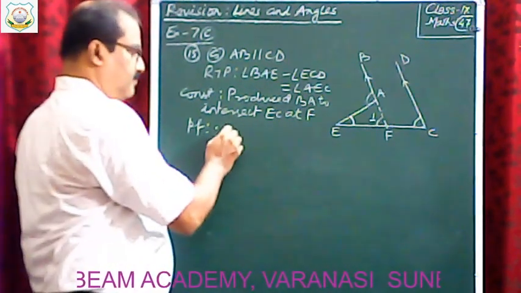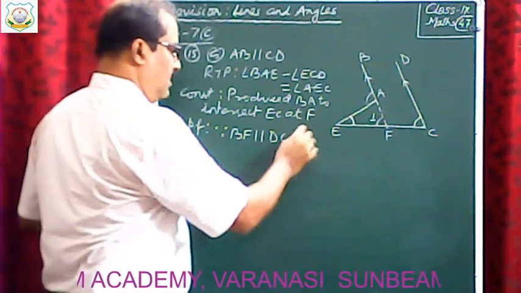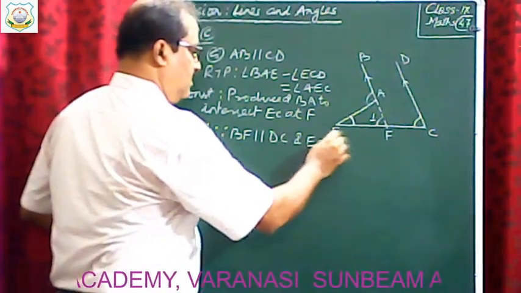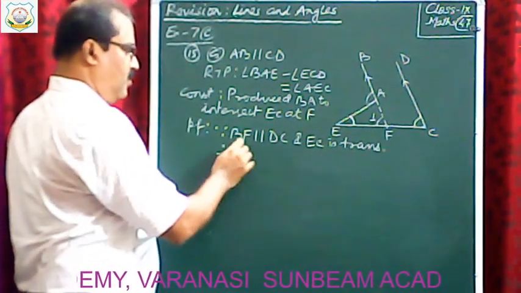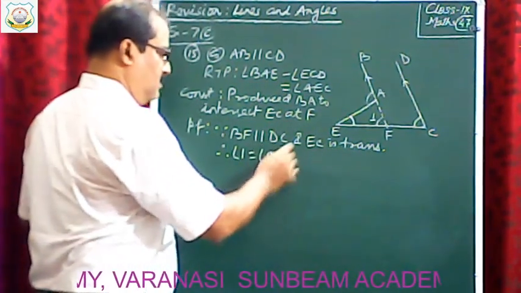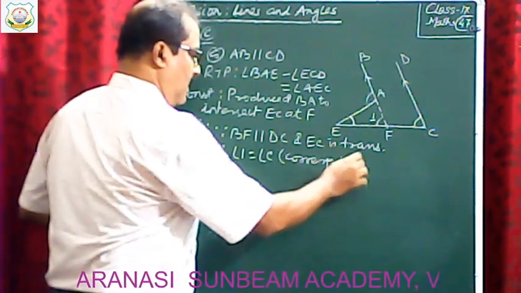So since BF is parallel to DC and EC is a transversal, therefore angle 1 equals angle C, corresponding angles.